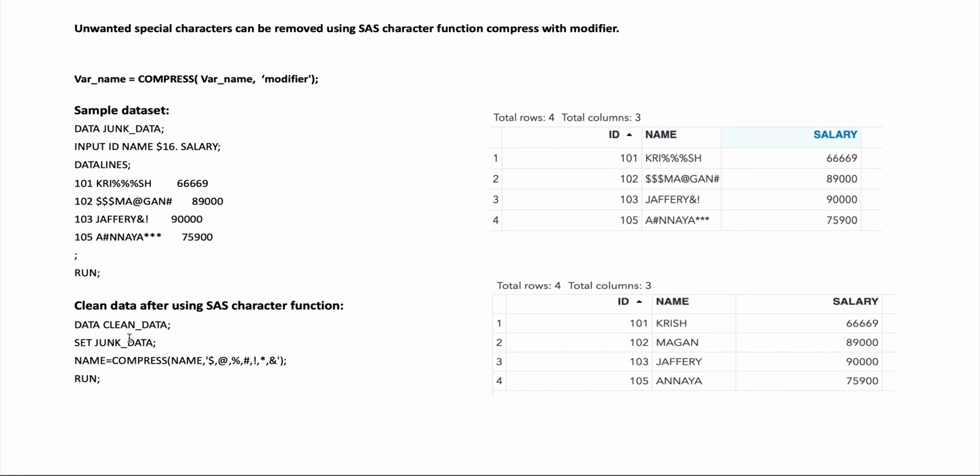We have a second set of code, which is used to clean the data. Dataset name, clean data, set junk data, that means we use the previously created data, and the name field equals COMPRESS name, modifier, which has the special characters included, and run. When we run this second set of code, the result is exactly the same as the second table, where it has 3 variables and 4 rows. And now the name field is clean. That means those unwanted special characters were removed from the name. It is completely clean data.